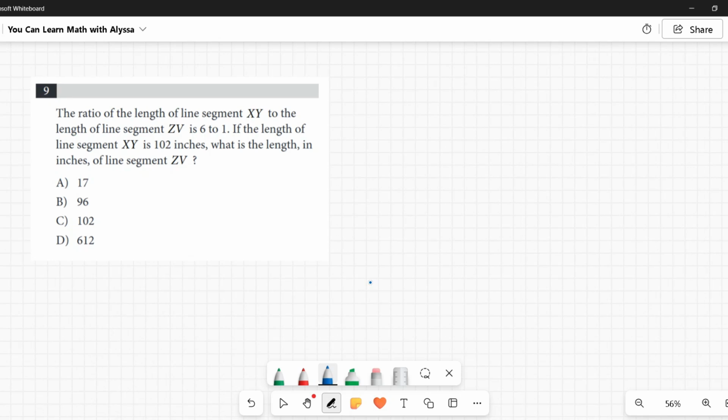Number 9, the ratio of the length of line segment XY to the length of line segment ZV is 6 to 1. Okay, so I'm going to start drawing. I've got a line segment XY, and its ratio to line segment ZV is 6 to 1. So 6 to 1. So I'm going to write that.